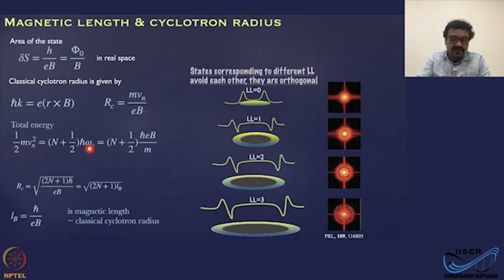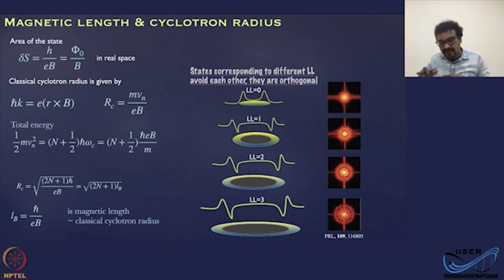And if you equate this to the quantum mechanical energy, you can make a connection between these two, where omega is eB by m. So you can rearrange it, and what you will get is rc is the square root of 2n plus 1 times h bar by eB. That's the cyclotron radius, which is square root of 2n plus 1 into lB, where lB is h bar by eB, defined as the magnetic length.